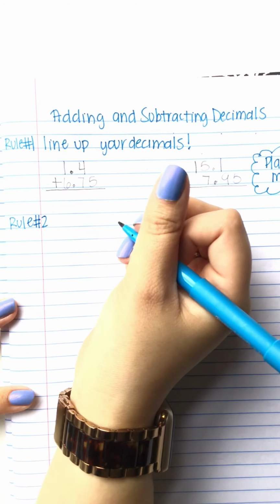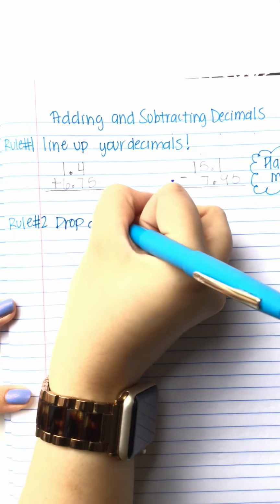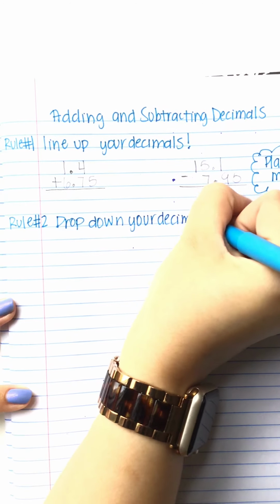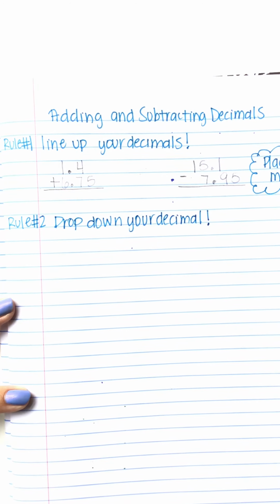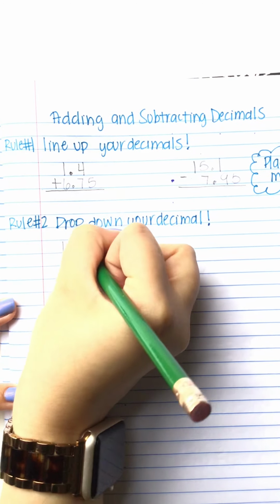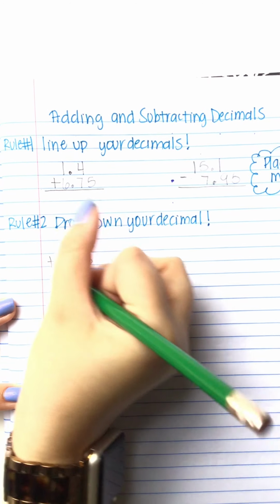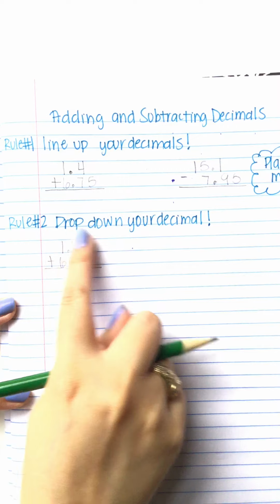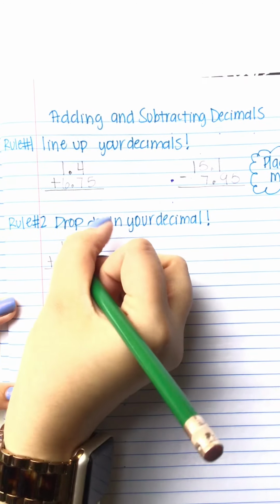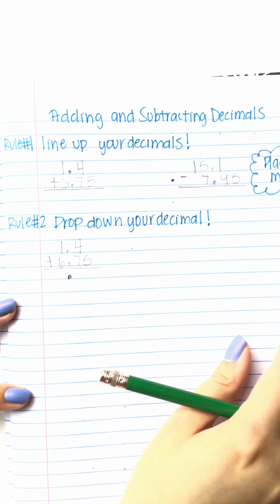Okay, rule number 2 is to drop down your decimal. So once again, we're going to use the same problems that we had. We have 1 4/10 plus 6 75/100. And it says drop down your decimal. So I lined it up because that's rule number 1. Rule number 2 is drop it down. So I'm going to drop it down. Okay, and that's step number 2.